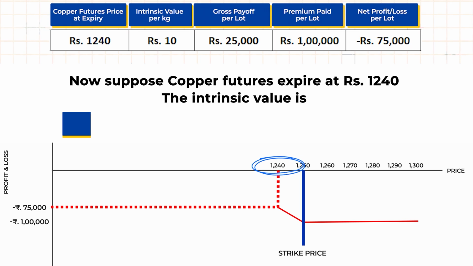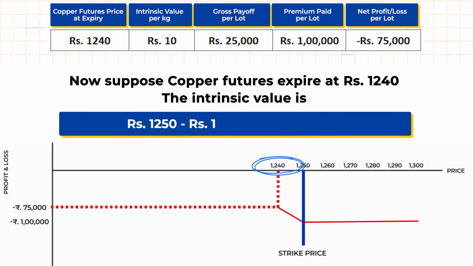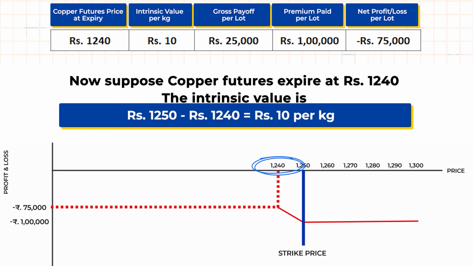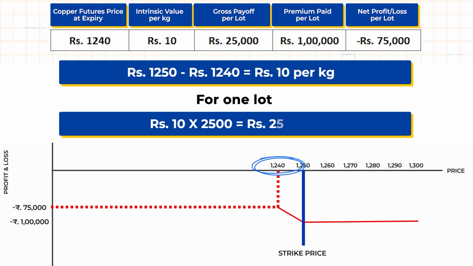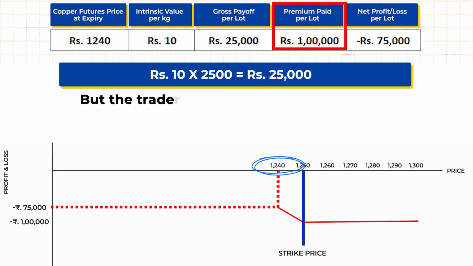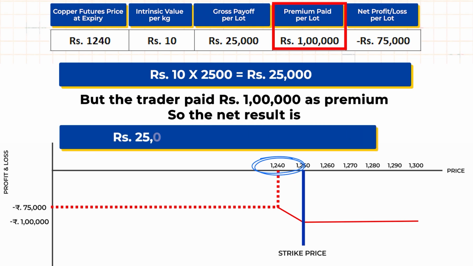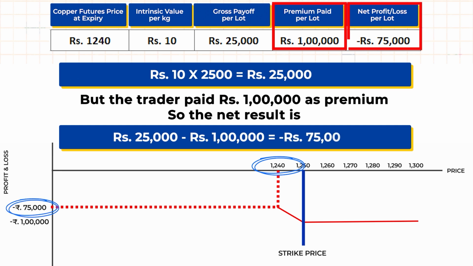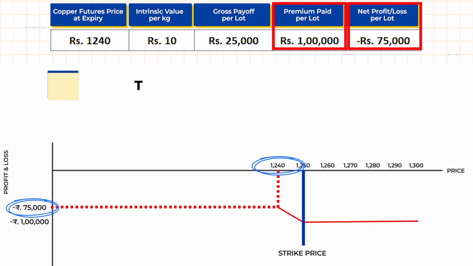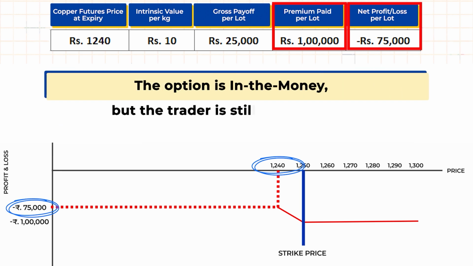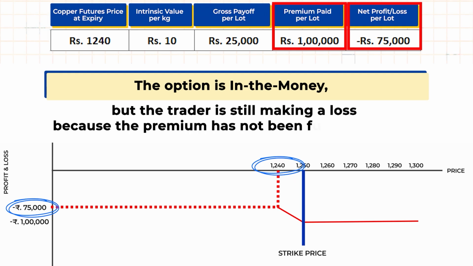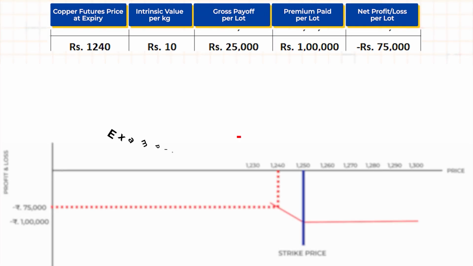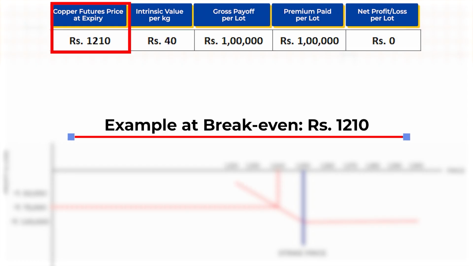The intrinsic value is Rs 1250 minus Rs 1240 equal to Rs 10 per kg. For one lot, Rs 10 into 2500 equal to Rs 25,000. But the trader has paid Rs 1 lakh as premium. So the net result is Rs 25,000 minus Rs 1 lakh equal to minus Rs 75,000. The option is in the money, but the trader is still making a loss because the premium has not been fully recovered. Example at break even, Rs 1210.